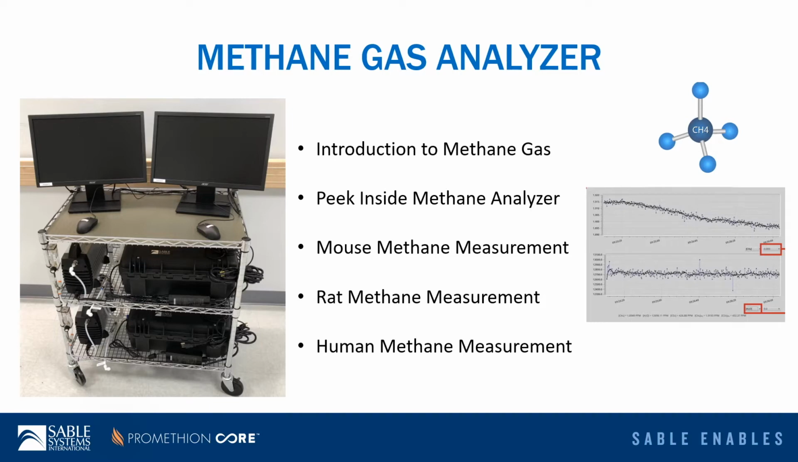I'll begin this presentation by giving a general overview of what methane is and how it's produced in the body, and discuss the implications of understanding and quantifying methane production in humans and animals. Then I'll briefly show you inside the methane analyzer. And in the second half of the presentation, I'll share some data that we've collected in-house using mice and rats and even humans, and present some of the emergent patterns that could be useful for phenotyping purposes.